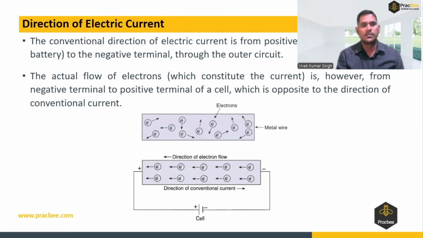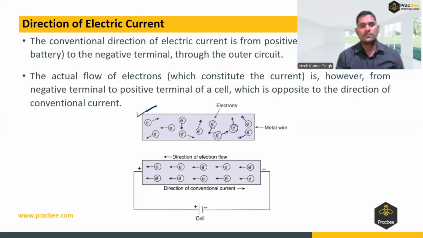Let's see the direction of electric current. If we have a conductor that is not connected to any electrical source of energy like a cell or battery, then the free electrons of the conductor move in zigzag directions. So the net current produced due to this motion would be zero. Since they are not moving in a unique direction, we will not get any kind of current.